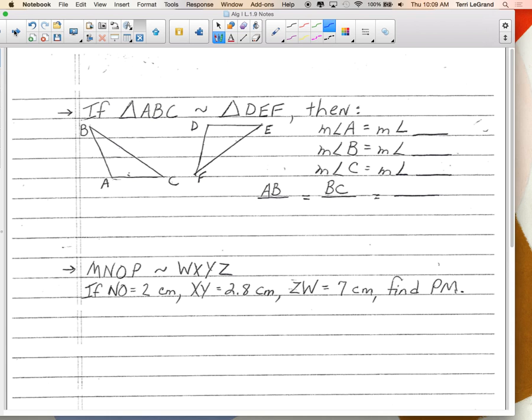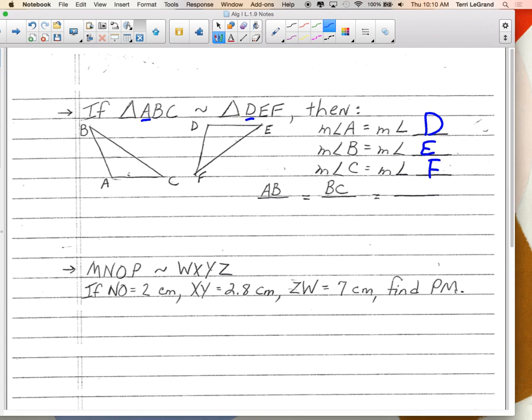If triangle ABC is similar to triangle DEF, then here's what we can count on. The measure of angle A would be equal to the measure of angle D. The measure of angle B would be equal to the measure of angle E. And the measure of angle C would be equal to the measure of angle F. So in other words, we want to make sure that we understand the relationship between these two triangles.